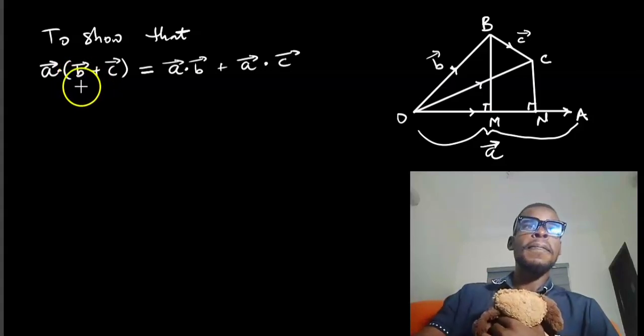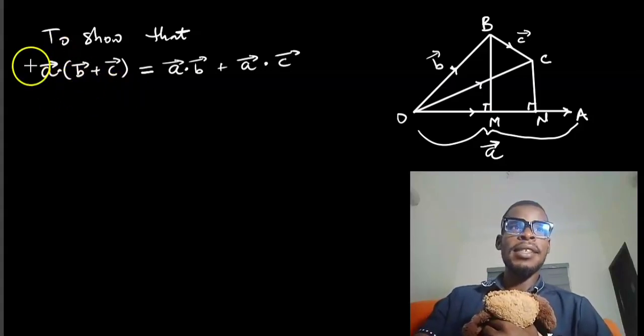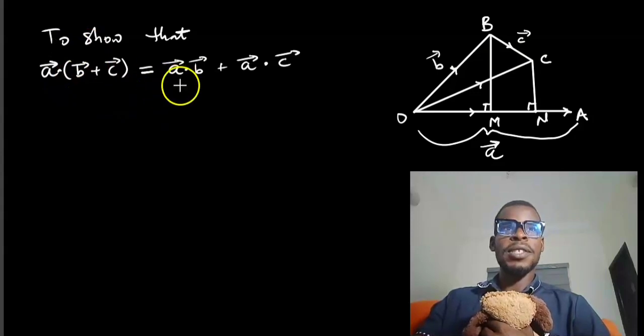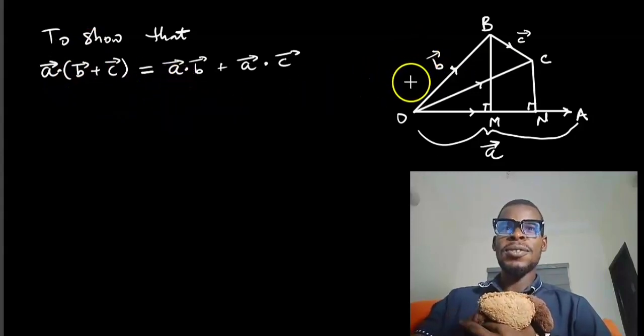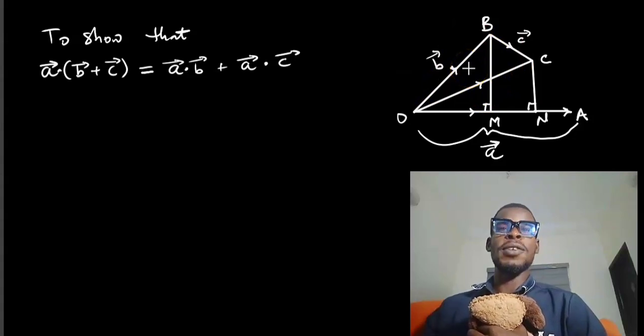My name is Solo Anch, and in this video we want to prove this important property of the scalar product of three vectors. Given three vectors A, B, and C, we want to show that the distributivity property holds. We're not going to do the usual algebraic way. We're going to use geometry, so we're just going to make use of this figure.